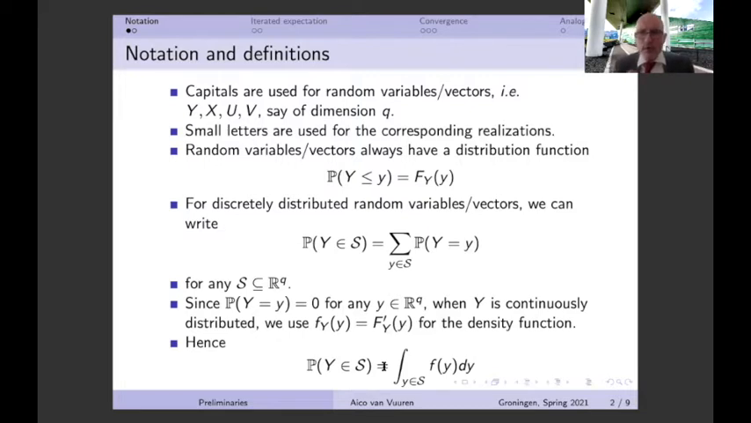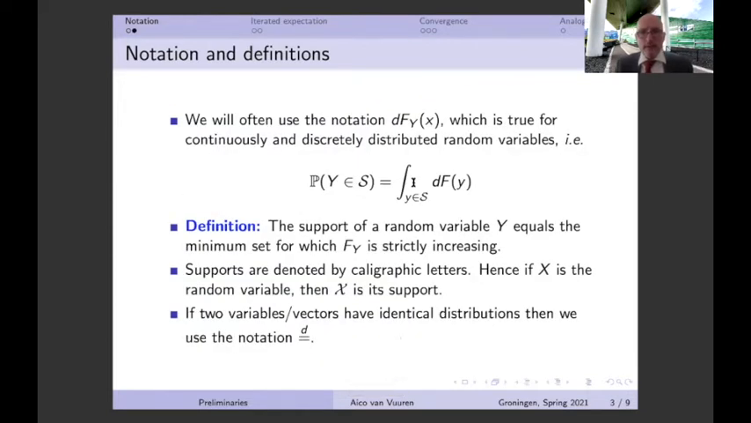Preferably, we are going to have just one notation for both a discretely distributed and a continuously distributed random variable. That's actually possible by using the notation that we have at the next slide. We could actually introduce this dF_Y(x) over here. And then what we're going to do is say that by definition, whether a random variable is discretely or continuously distributed, the probability that Y belongs to this set S that we have over here is always the integral over all the elements, and then we get this dF_Y that we have over there.